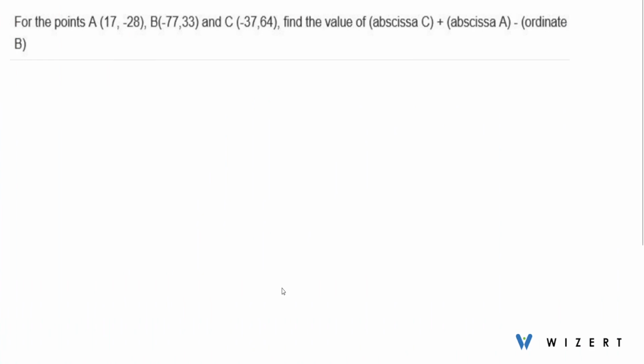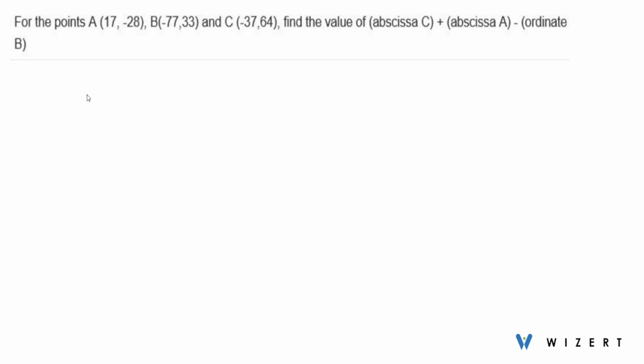According to the question, we have been given 3 points whose coordinates are (17, -28), (-77, 33) and (-37, 64). And we have to find the value of abscissa of C plus abscissa of A minus ordinate of B. So at first we should know what is abscissa. Abscissa is nothing but it is the x-axis and ordinate is simply the y-axis.